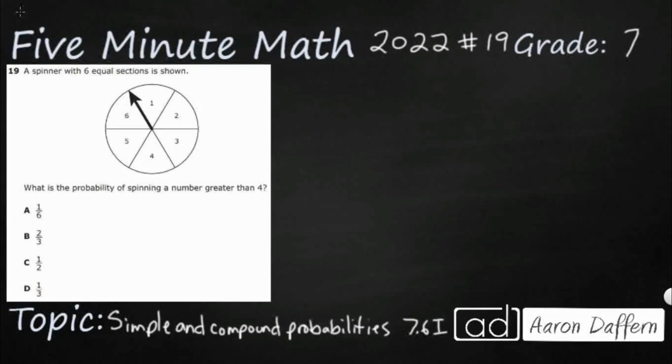Today we are looking at the 7th grade concept of simple and compound probabilities. This is standard 7.6i in the great state of Texas, and we are using item number 19 off the 2022 released STAAR test. If you have not done so already, please go ahead and take a moment to pause the video, work this problem out on your own, unpause it, and then we will look at our answers together.